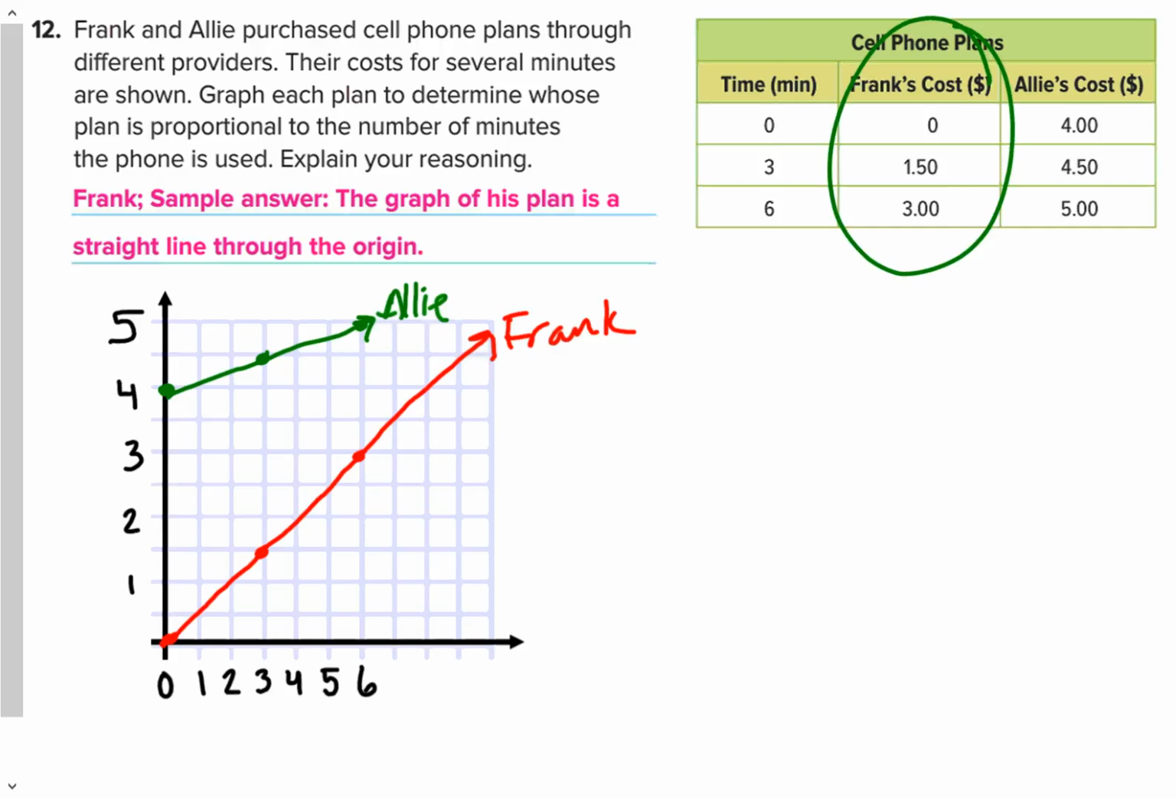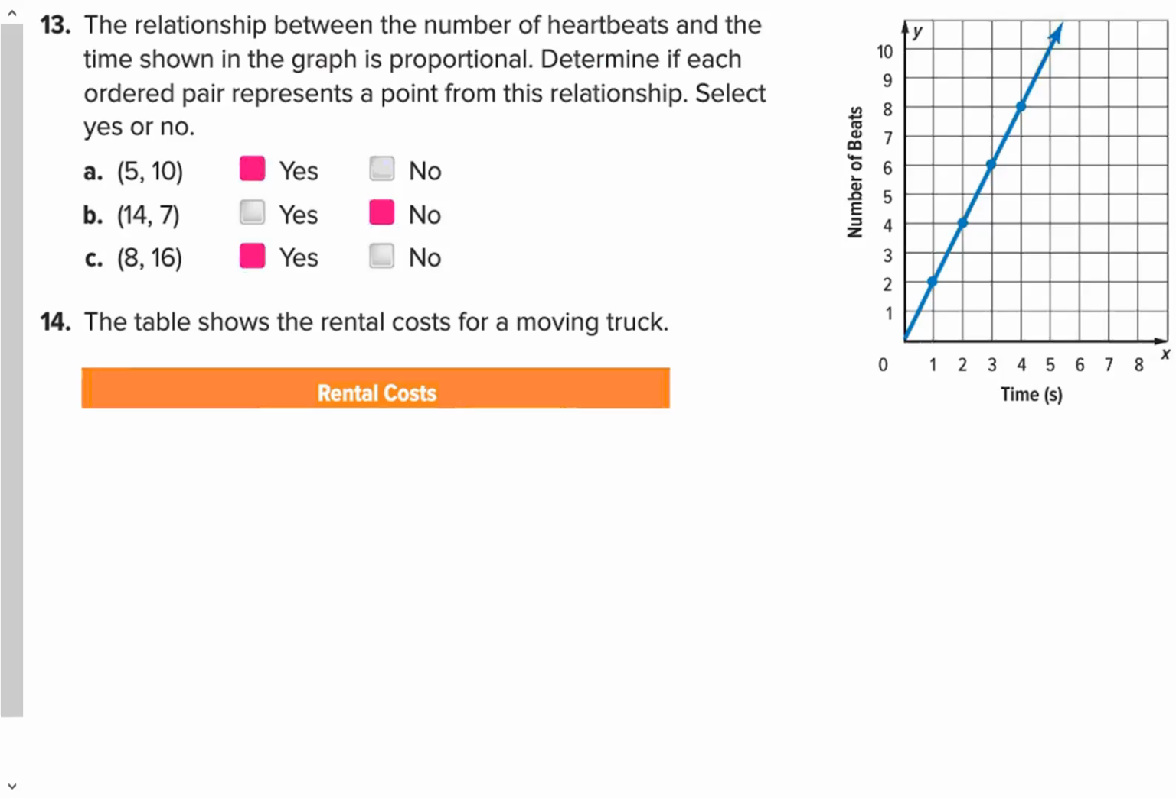Okay. All right, so here's number 13. The relationship between the number of heartbeats and the time is shown in the graph and is proportional. Determine if each ordered pair represents a point from this relationship. Select yes or no. So you just have to see if the point lies on the line. So we have 5, 10. Go over 5, up 10. It is on there. That's why it's yes.